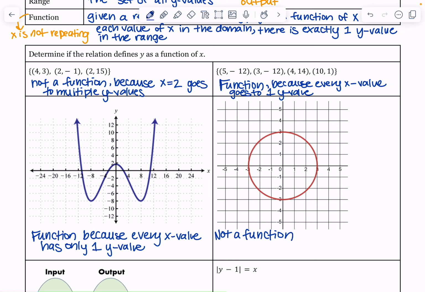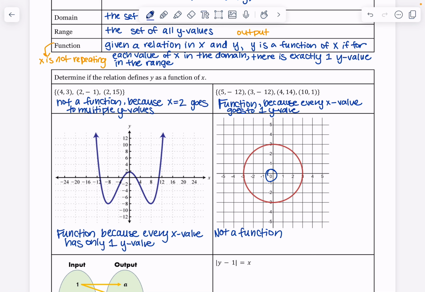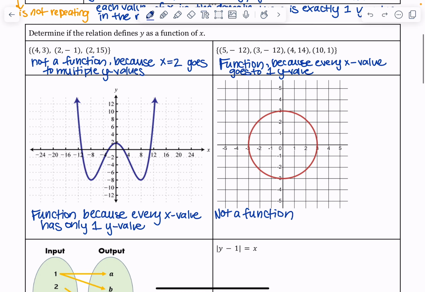A little bit clearer would be X equals 0. If I look at my circle graph, we have X equals 0, so I wrote that as a point, (0, 3). Down here, I wrote that as a point, (0, -3). So that 0 is repeating. 0 goes to two different Y values. So this circle is not a function.